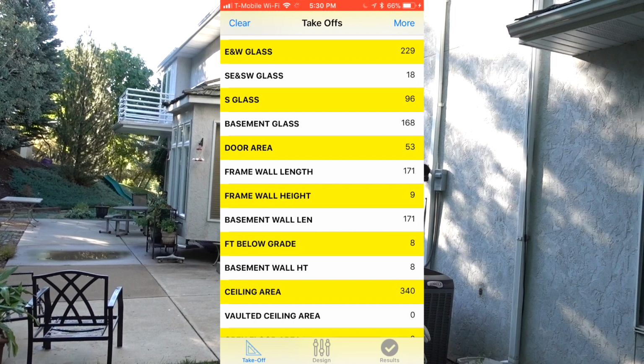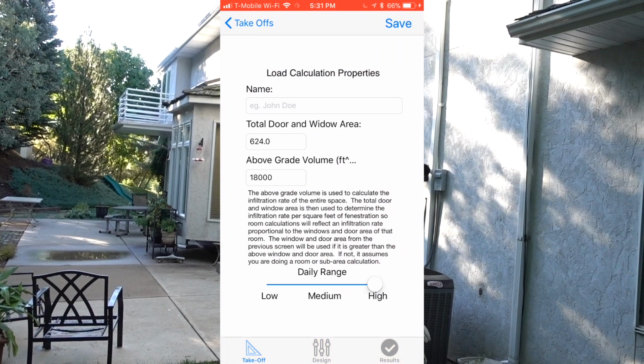Okay, going back to the takeoff screen, I wanted to just comment on the infiltration parameters, which is accessed when you tap this More button up in the top right-hand corner. You're presented with a dialog that asks you for the total door and window area and the total above grade volume. Now, the application will automatically calculate your total door and window area if you have a number in there that is lower than the total door and window area that you have taken off.